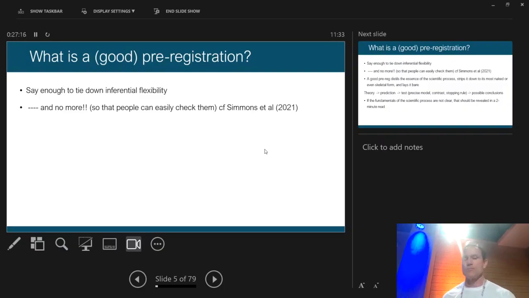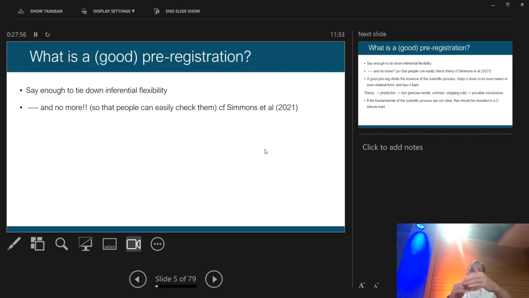So if you look up pre-registrations and Simmons, they give guidelines for pre-registrations, and that's one of their key points, is to make it concise. I have seen pre-registrations which include sort of full introductions, motivations, methods, and so on, and that's very difficult for a reviewer or anybody else to work with, to check, for the pre-reg to perform its function of tying down inferential flexibility.